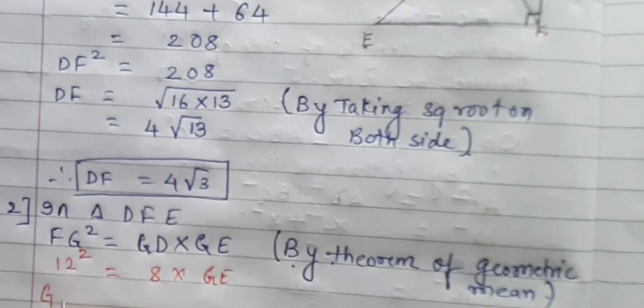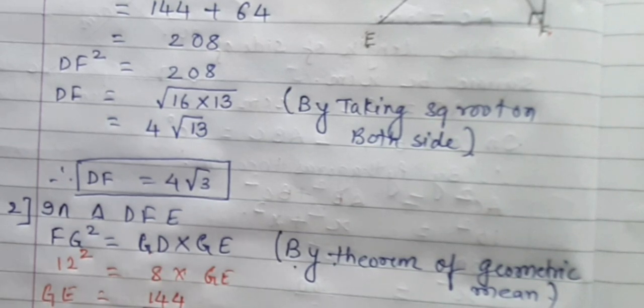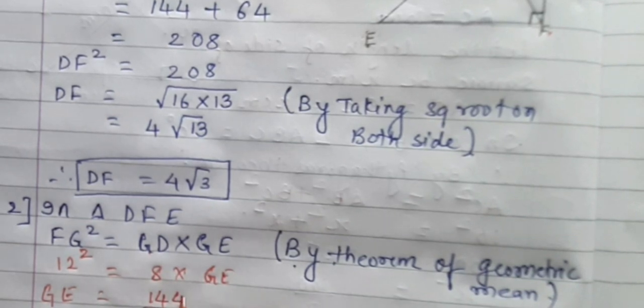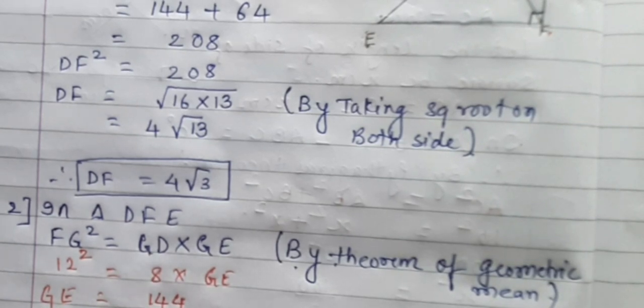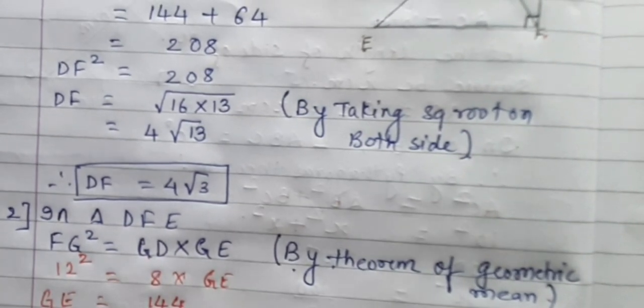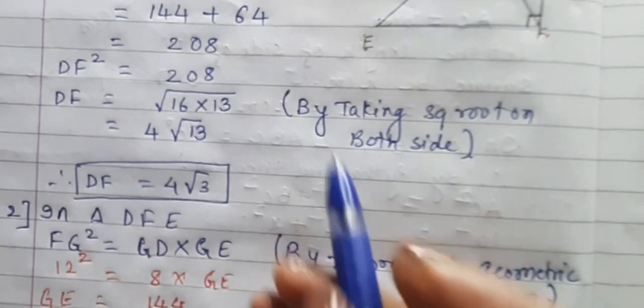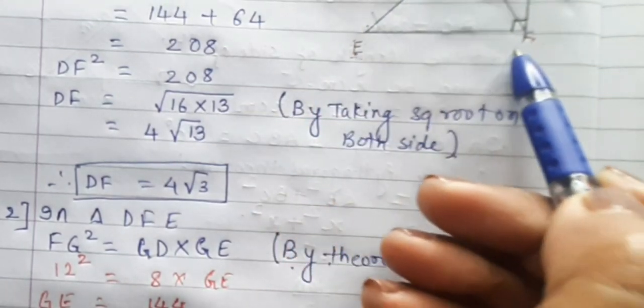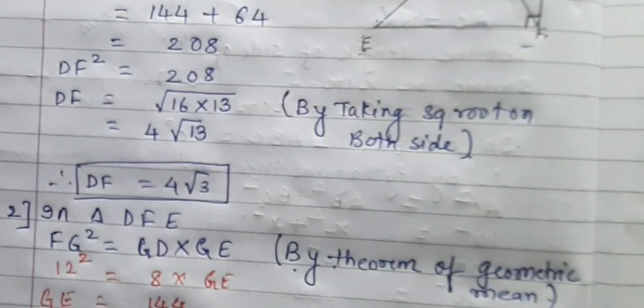So GE is equal to 144 upon 8. So EG is equal to, now when I divide this, my answer turns out to be 18, right? What do I get? 18. Is it clear? So this is the second part that we have done. Now the third part. What is third part? In third part, we have to find out length of EF, right?